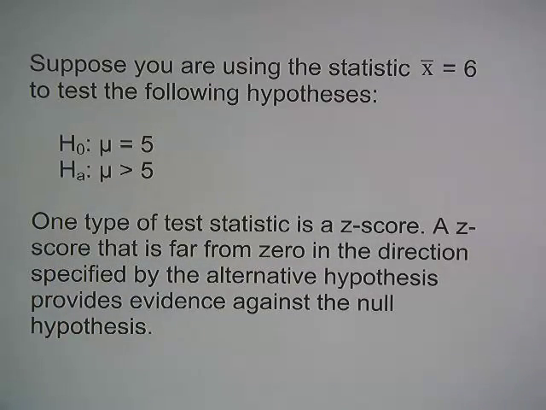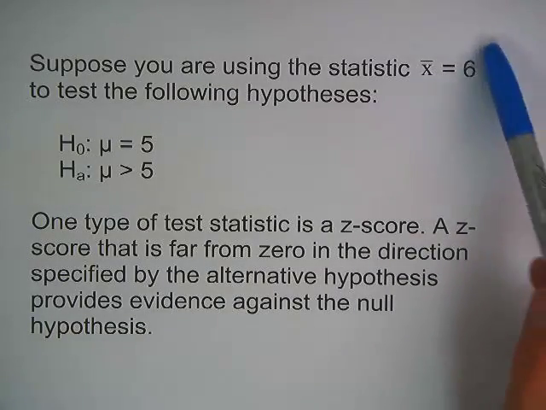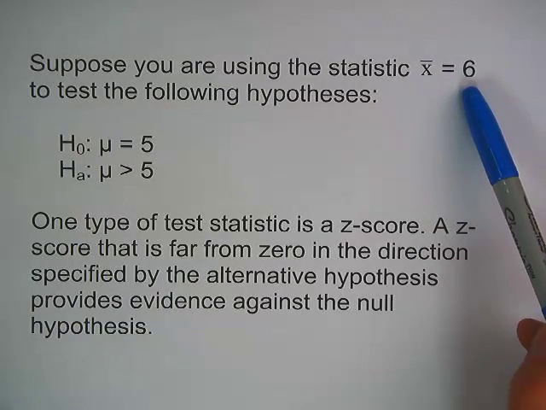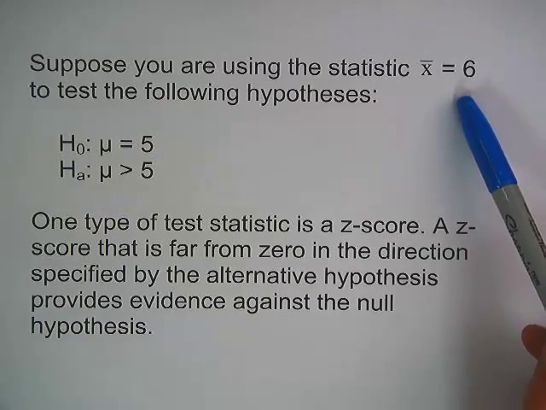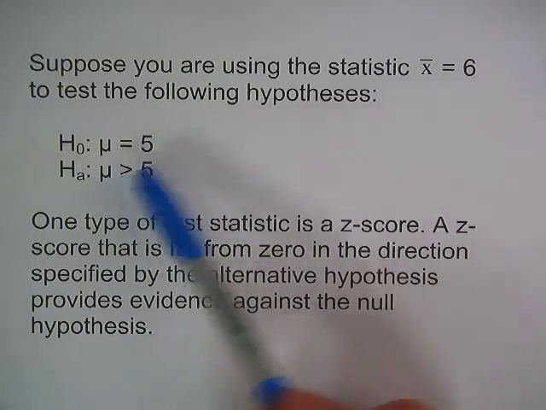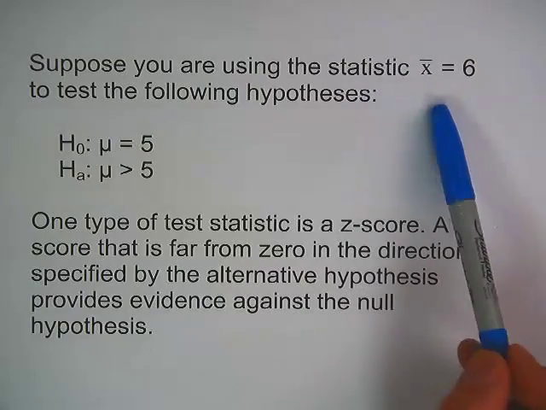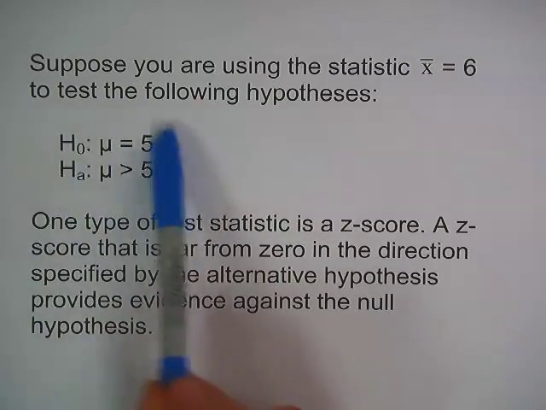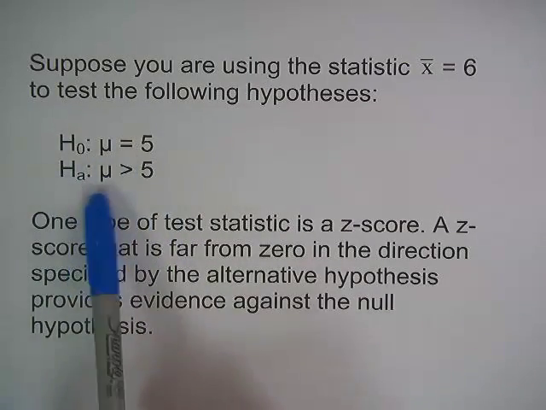One type of test statistic is a z-score. A z-score that is far from 0 in the direction specified by the alternative hypothesis provides evidence against the null hypothesis. So we'd want to calculate a z-score for this statistic. In order to do that, we would need the standard deviation of the statistic. If that standard deviation was low, then we would get a larger value of the z-score. So z-scores that are far from 0 will give you evidence against the null hypothesis and evidence for your alternative hypothesis.